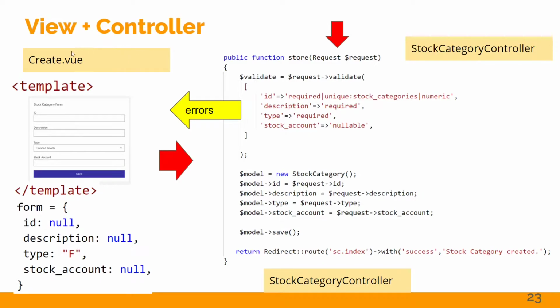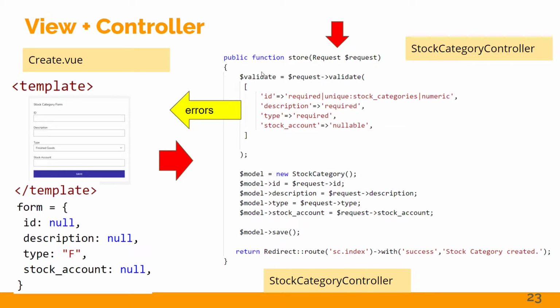So the view is something like this. We have here a template which will contain the HTML and the CSS part, and then below it is the JavaScript, particularly in Vue.js. At this point, what we need to do is to have an object that will be bound to this form. Once we hit the save button, this object will be submitted or passed on to this store method of the stock category controller via the request parameter.